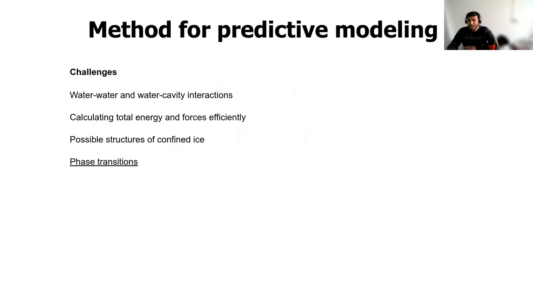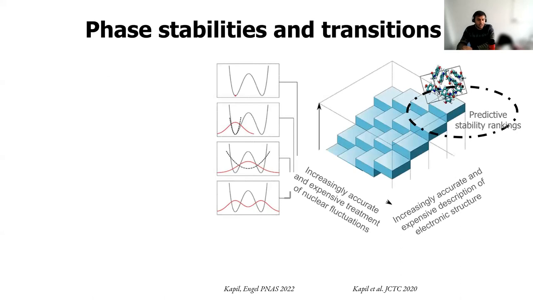Now, the last bit is really on understanding phase transitions. Now we've done all the hard yards of identifying the functional and finding all the phases. Now it's time to simulate all of these phases and make sure we get the melting temperatures and transition temperatures right. This is something which was of interest to me since my PhD, on predicting relative stabilities. And if you predict relative stabilities at all temperatures and pressures, you get your phase diagram essentially.